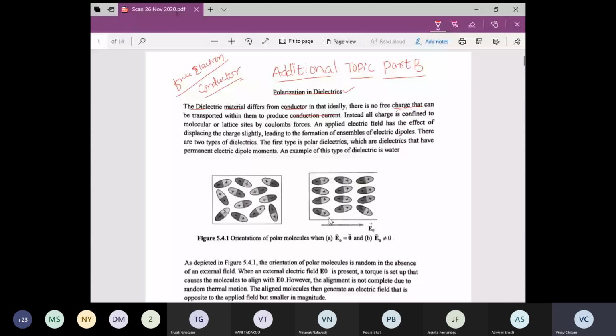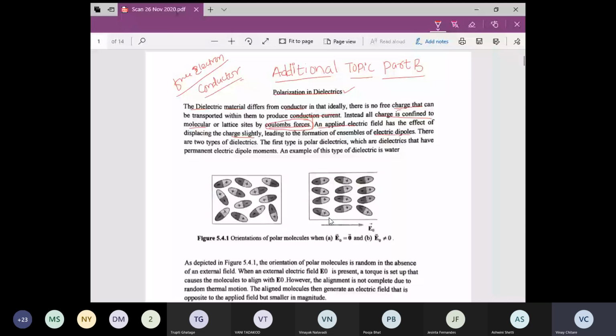Instead, in dielectrics we find that all charges are confined to the molecular or lattice sites by Coulomb's forces. All these charges are confined to these particular molecules. So the question is, what happens when I apply an electric field? An applied electric field has the effect of displacing the charge slightly, leading to the formation of an assembly of electric dipoles.